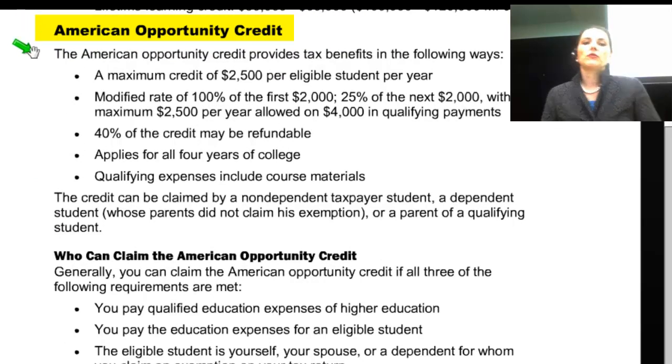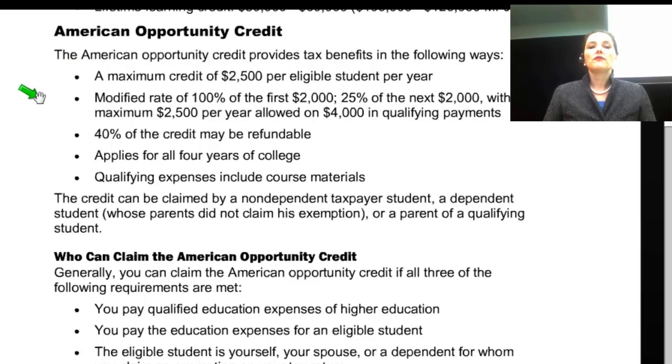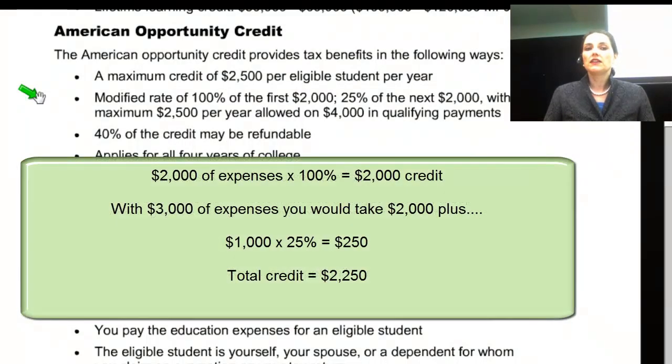The American Opportunity Credit provides tax benefits in the following ways. Firstly, a maximum credit of $2,500 per eligible student per year is allowed. That means that if you have more than one student, you could claim more than $2,500. A modified rate of 100% of the first $2,000 of credit is allowed, and 25% of the next $2,000 of expenses is allowed. So what that means is if you have $2,000 of education expenses, you would be able to claim a credit of $2,000.